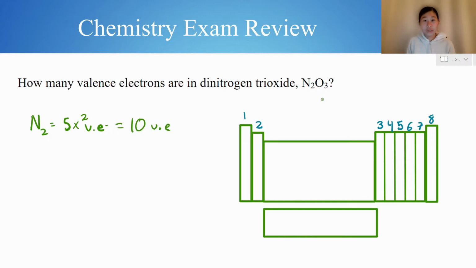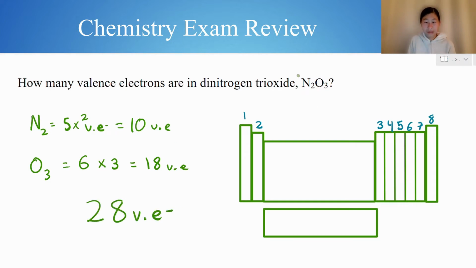Now for oxygen, we notice that this is in group 6. So each oxygen has 6 valence electrons. But there are 3 oxygens. So to get this, we need to multiply 6 times 3, which gives us 18. So in total, there are 10 valence electrons from nitrogen and 18 valence electrons from the 3 oxygen atoms. Now we're going to add these numbers up, and that will be 28 valence electrons for this molecule.